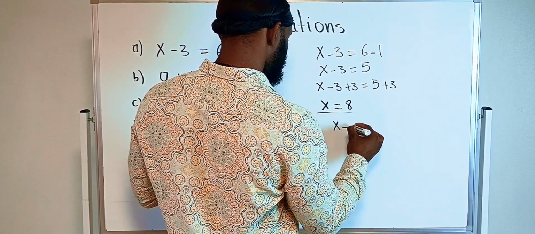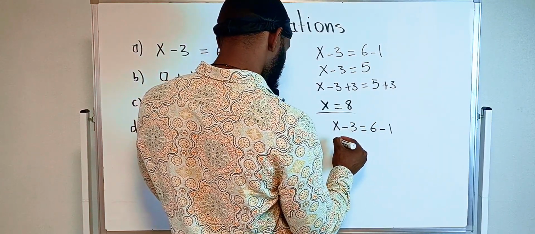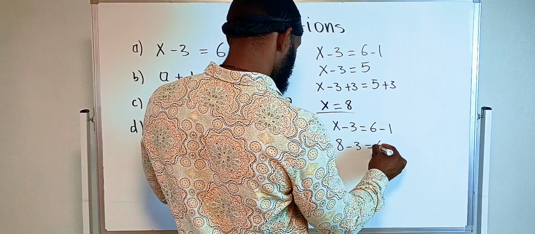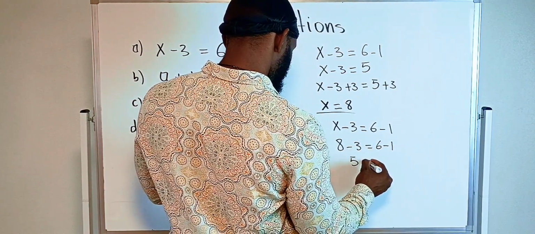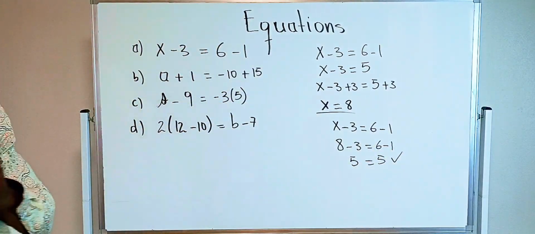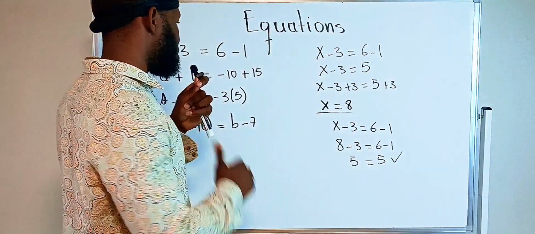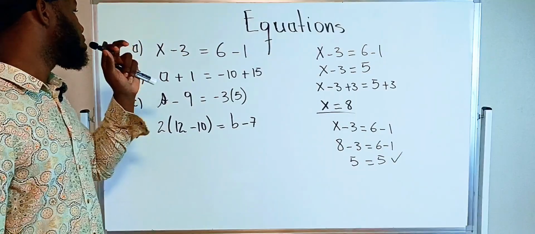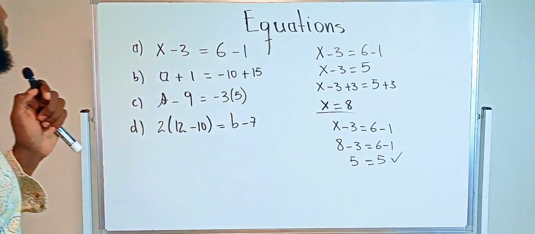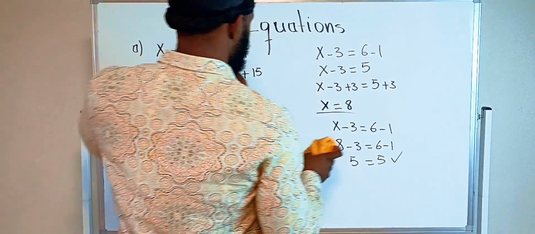So the equation was initially like that. Let's replace x by its value. x equals 8, so 8 minus 3, 6 minus 1. So we got 5 equals 5. This is verified. So right now I can say exactly that x equals 8 is the solution for the equation x minus 3 equals 6 minus 1. Okay? So let's go for the second one, guys.